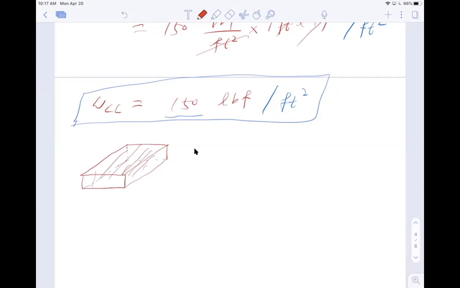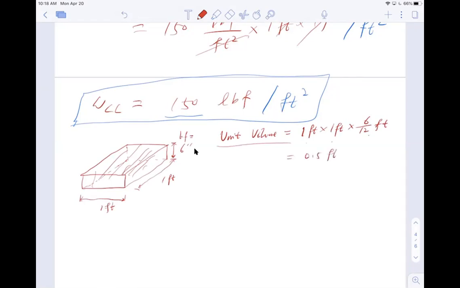So let's take a look at the dimension of this unit. I have a foot going this direction, another foot going into this direction, and I have a height of 6 inches going this direction. So the unit volume of this slab here is 1 foot by 1 foot by 6 inches divided by 12, a half foot basically. So the unit volume here is 0.5 feet cubed. That's my unit volume.